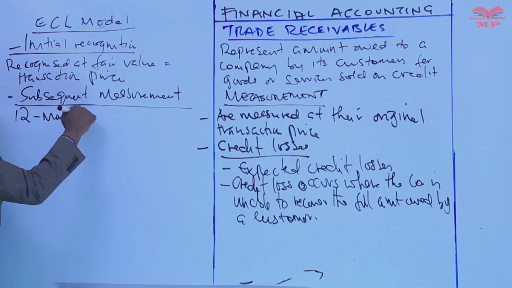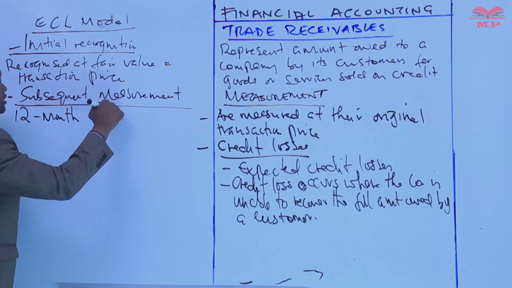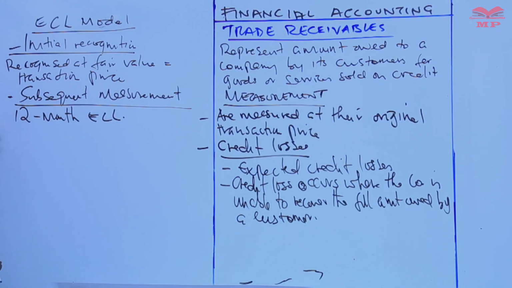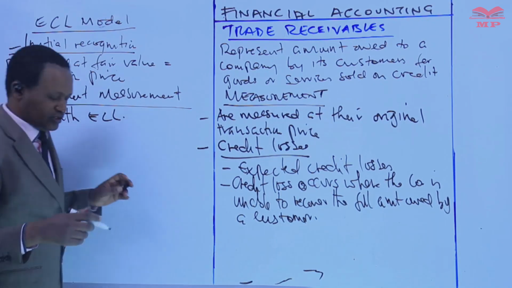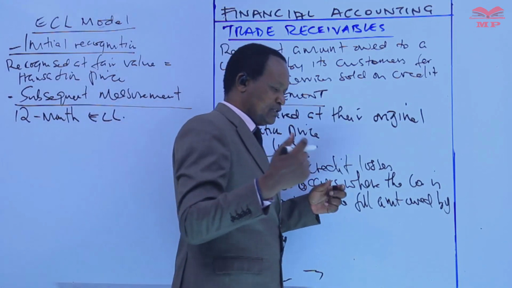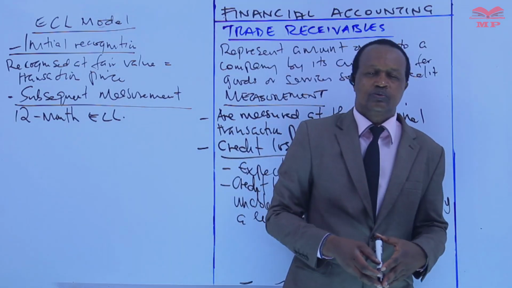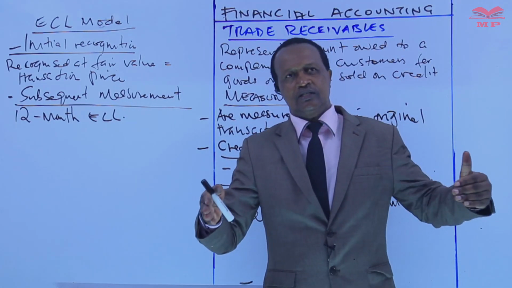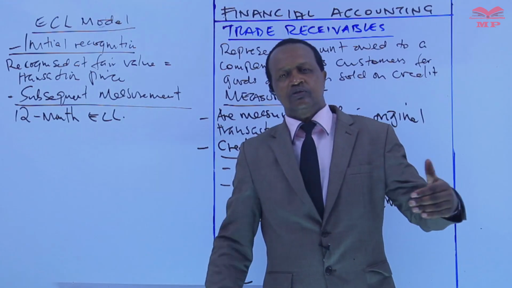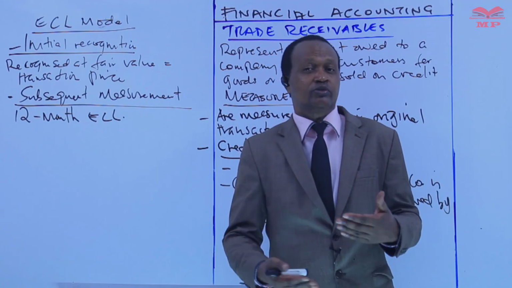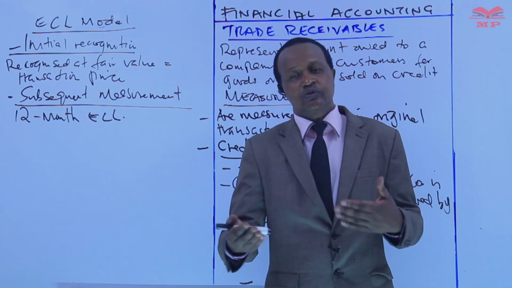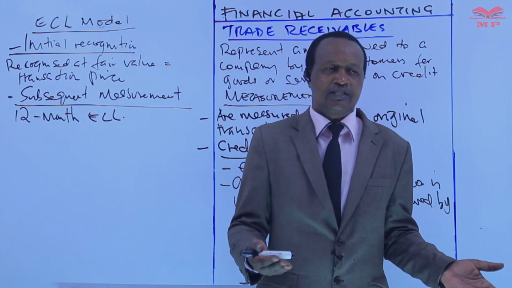12-month expected credit loss. You understand? Companies must estimate the expected credit losses that are likely to occur within the next 12 months. Keep this in mind, candidates, when we are doing the financial statements of companies. You will notice that at the end of the accounting period, under additional information, there will be information in relation to provision for bad debts written off.